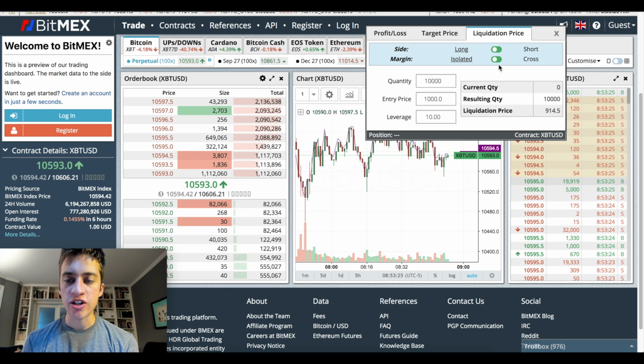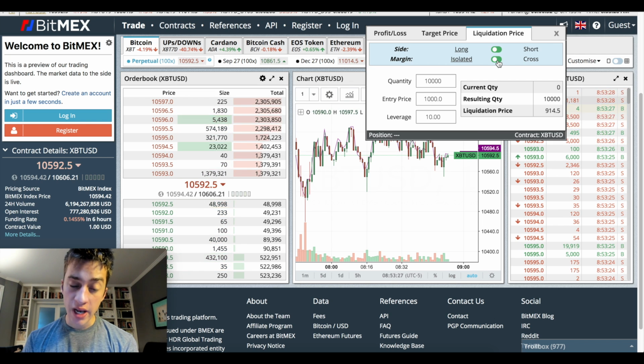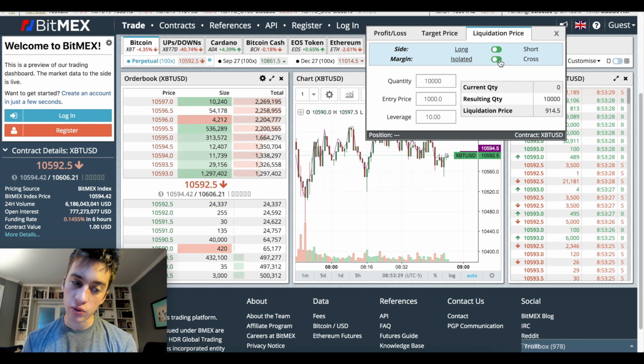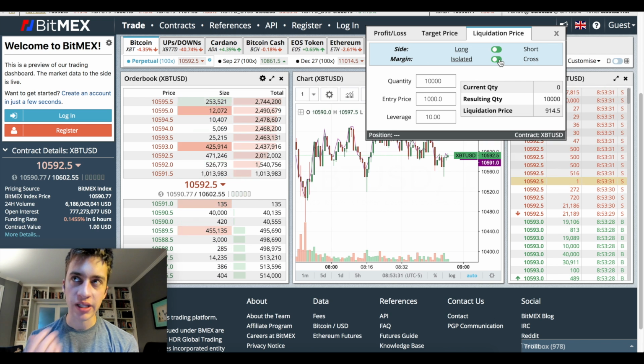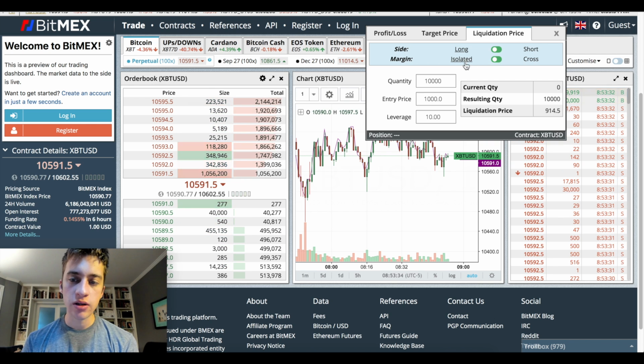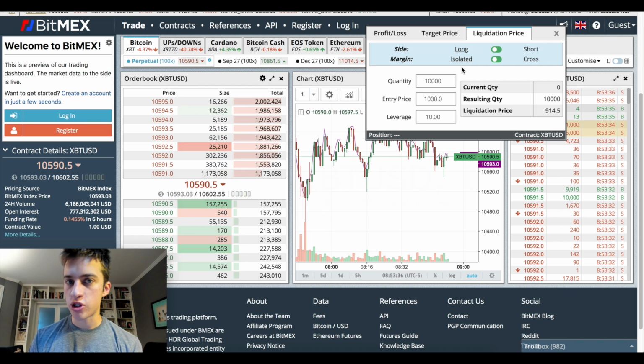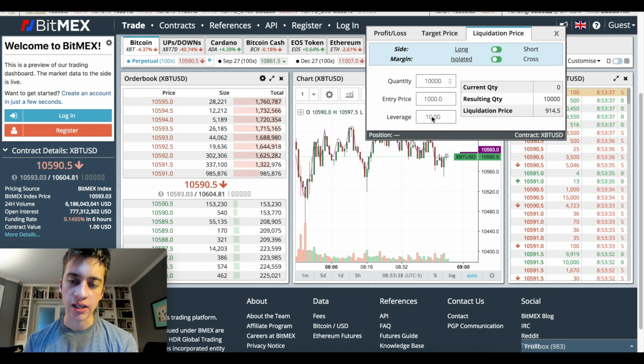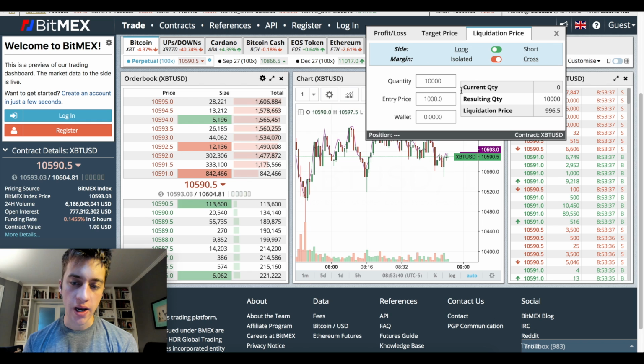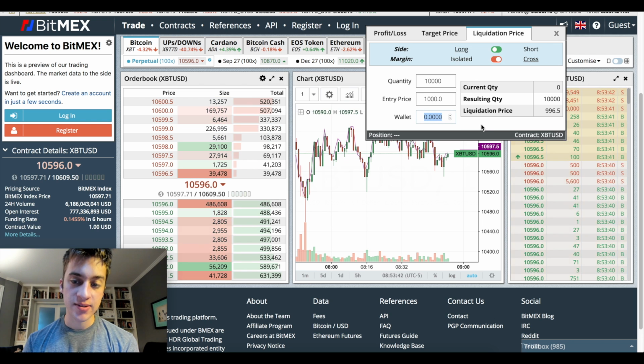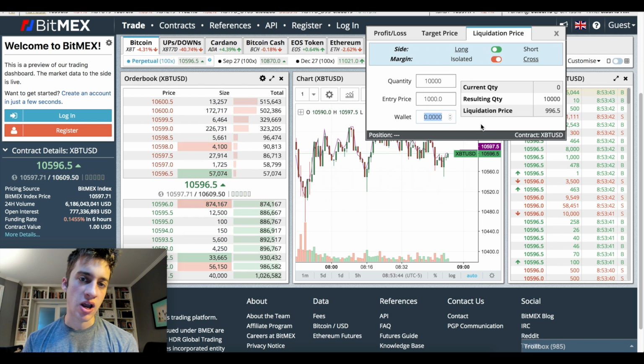Now, that changes with something known as cross leverage. Cross leverage, guys, is much higher risk, but it's less likely that you get liquidated. With isolated margin, you know how much you can lose, you know how much you're putting at stake. With this, I can only lose $1,000. With cross, what happens is you can lose your entire account.